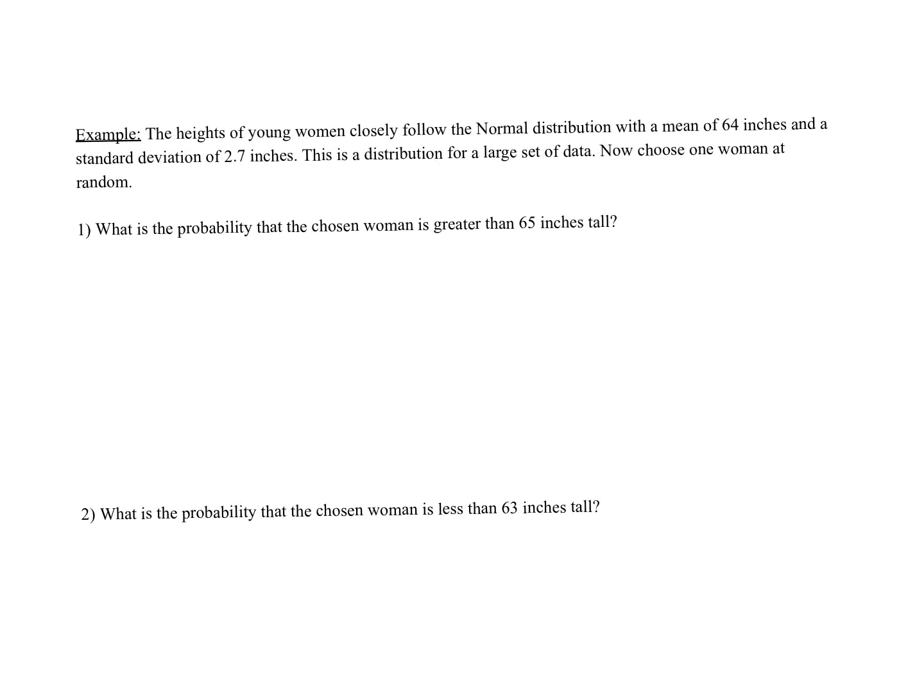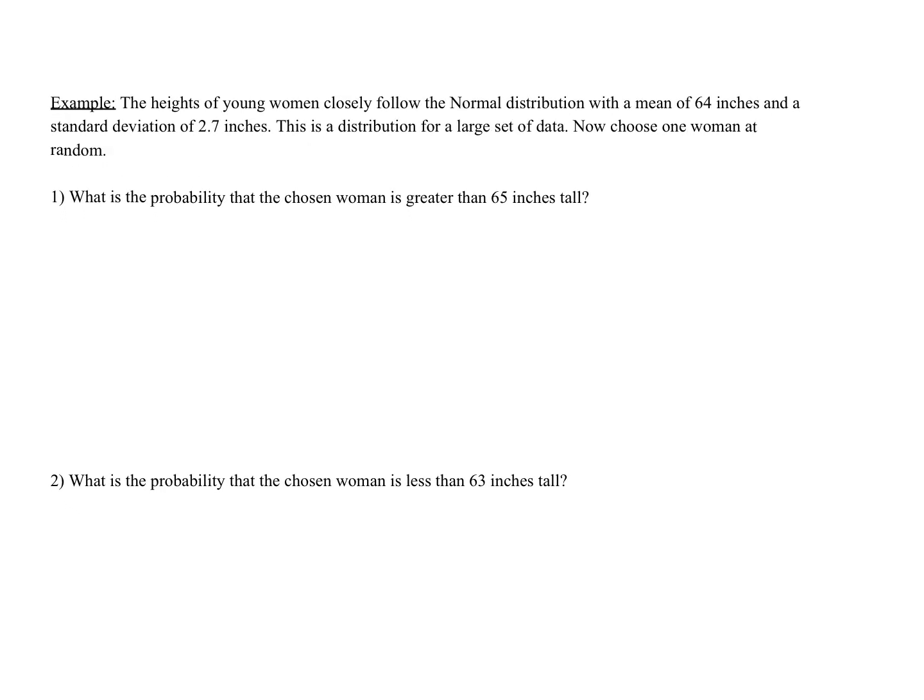All right, so let's look at an example. The heights of young women closely follow the normal distribution with a mean of 64 inches and a standard deviation of 2.7 inches. So this is a distribution for a large set of data, and we want to choose one woman at random. And we want to find the probability that the chosen woman is greater than 65 inches tall. So we're trying to find the probability that x is greater than 65.